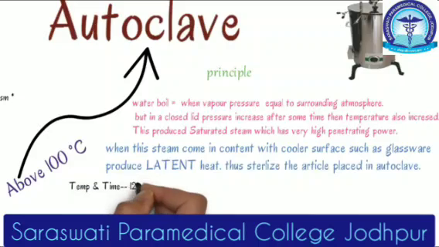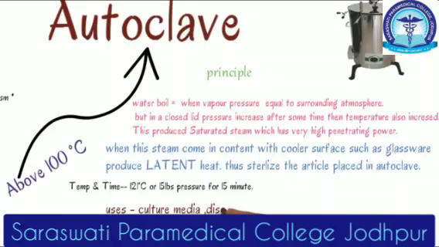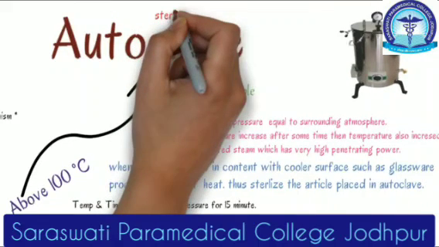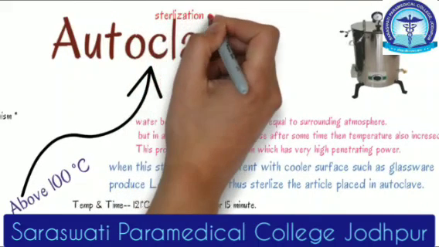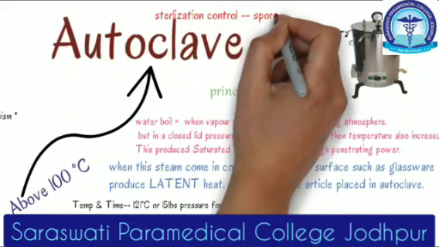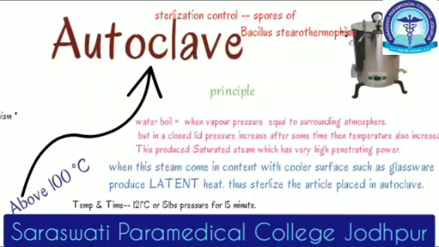Temperature and time: 121 degrees Celsius or 15 lbs pressure for 15 minutes. It may be increased or decreased. If the pressure or temperature increases, the time is decreased. It is mainly used for sterilization of culture media, discarded materials, surgical instruments, distilled water, normal saline, and plastic ware such as pipette tips. Now the sterilization control for the autoclave is Geobacillus stearothermophilus.